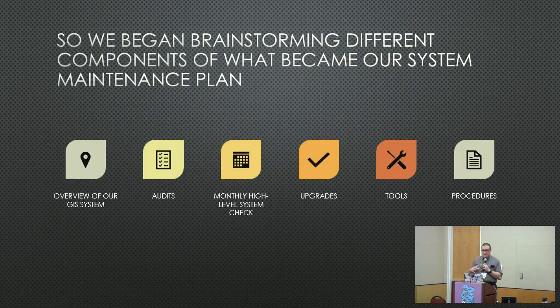That brainstorming produced the different sections of our system maintenance plan. The overview covers the why we're doing it and what we're talking about. What we'll do are the audits, monthly system health check, and the upgrades. What we'll use to maintain our system are the tools. And lastly, how we'll do it are the procedures.